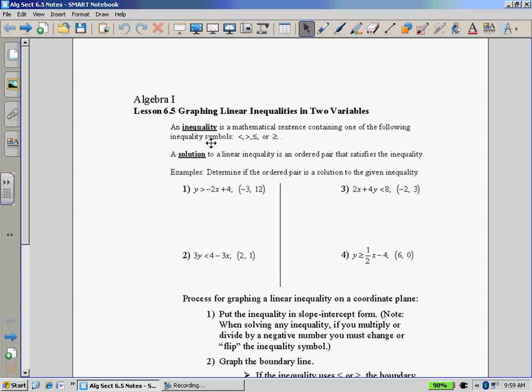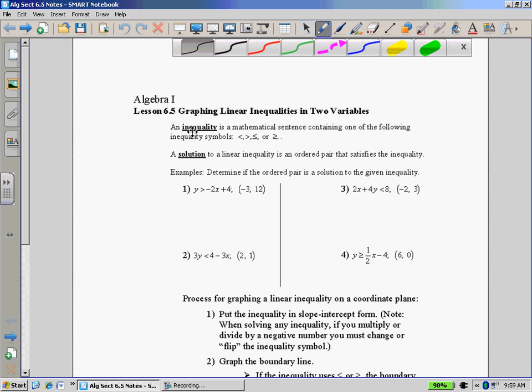Today we're going to be looking at graphing linear inequalities in two variables. Now, by moving to two variables, we're going to need the potential to graph in two number lines, and that is a coordinate plane or Cartesian plane.